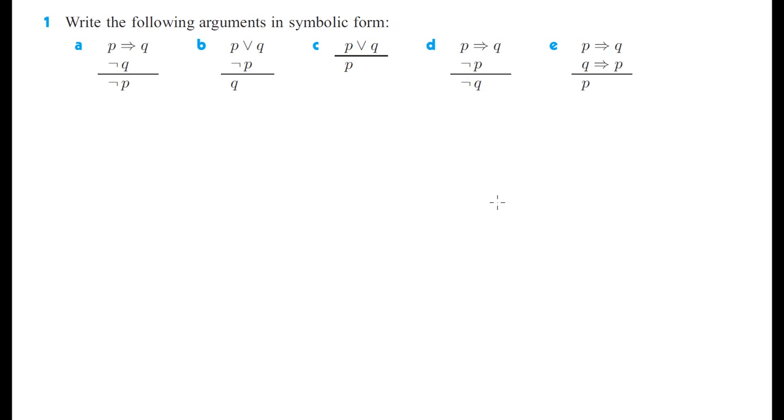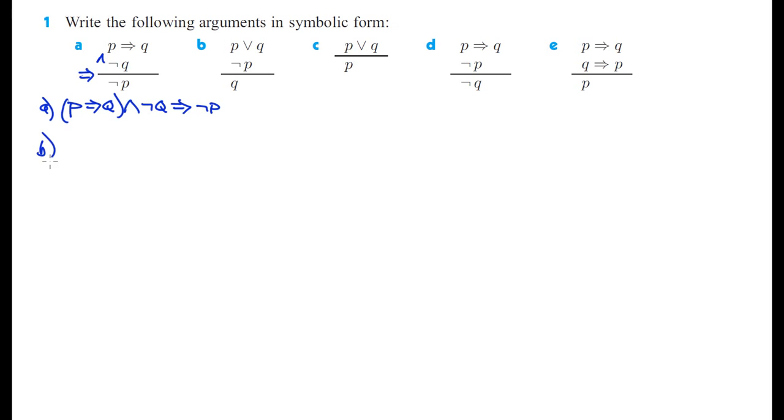All right, so we'll start with number 1 here. Write the following arguments in symbolic form. Whenever you have these two lines added together, these are always connected with an "and," and this line here is the "implies." So with that in mind, we've got P implies Q and not Q all implies not P. Okay, so that would be this one here.